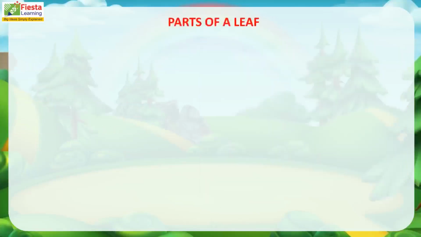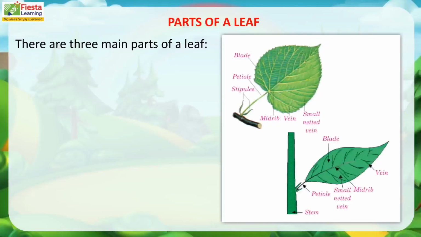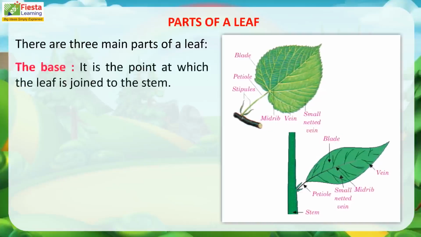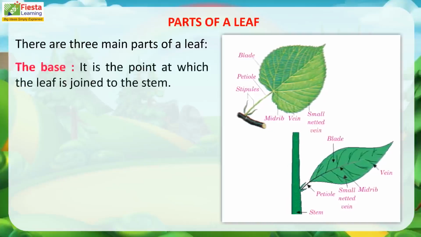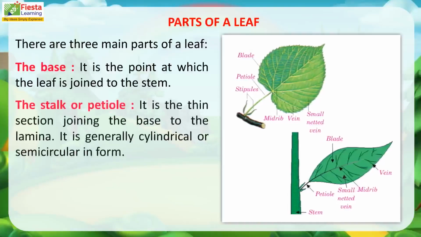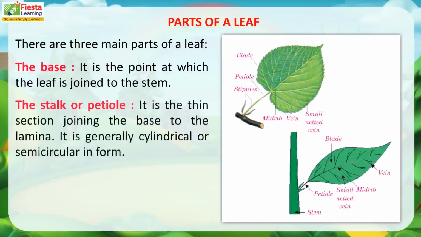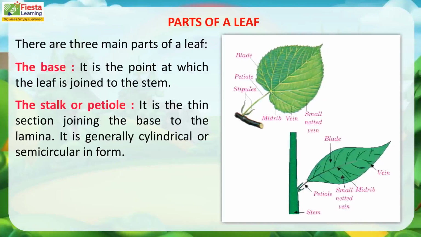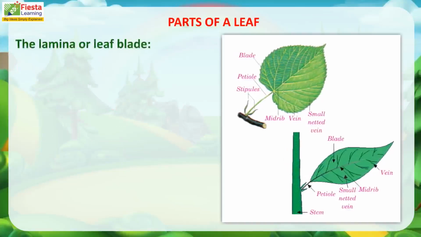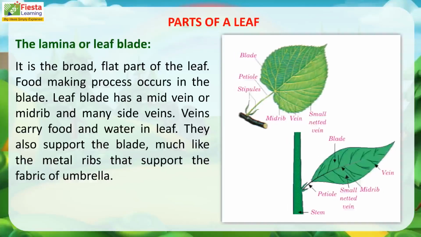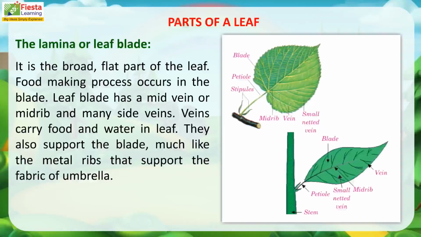Parts of a leaf. There are three main parts of a leaf. The base. It is the point at which the leaf is joined to the stem. The stalk or petiole. It is the thin section joining the base to the lamina. It is generally cylindrical or semicircular in form. The lamina or leaf plate. It is the broad, flat part of the leaf. Food making process occurs in the blade.